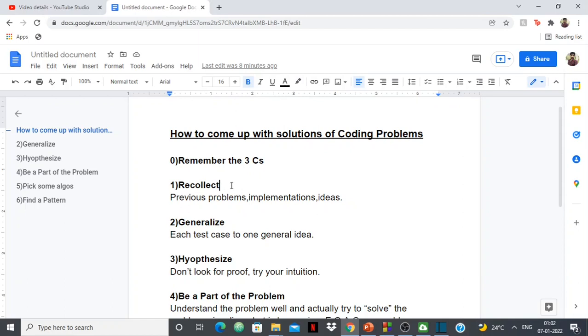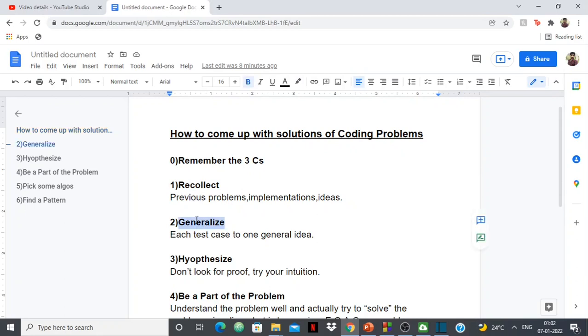For example, if you're given a graph problem, then think, have I solved a problem like that? And if I did, what is different about it? What did I do then? And what should I do differently? So try to recollect the problems that you have solved which are similar to this, and this is very helpful if you solve a lot of problems. That's one great benefit of solving a lot of problems. So try to recollect the past problems, the past implementations and the past ideas, and that will help you if you've solved a lot of problems.